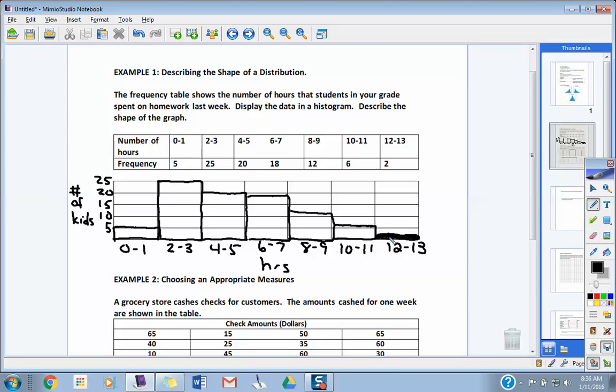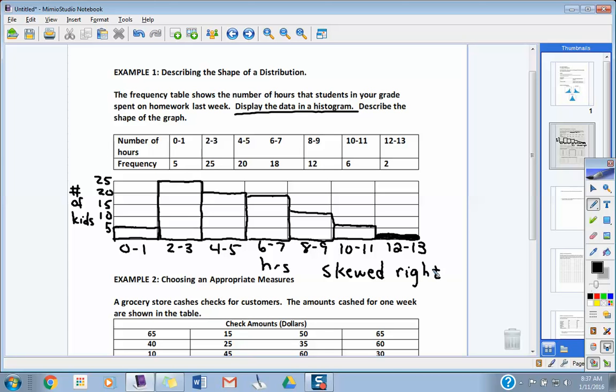So after I've graphed this, it says display the data in a histogram. We just did that right there. So what kind of shape do I have? Do I have skewed left, skewed right, or symmetric right here? What do we have here? Skewed to the right. Very good. Yeah, it looks like the tail on the right is a lot longer than the left. So this is going to be something that would be skewed to the right. Okay.